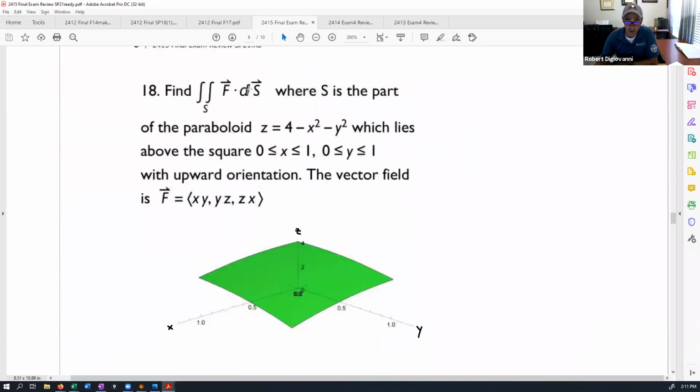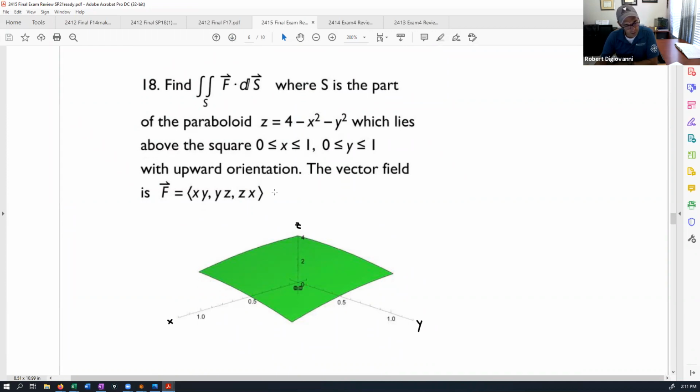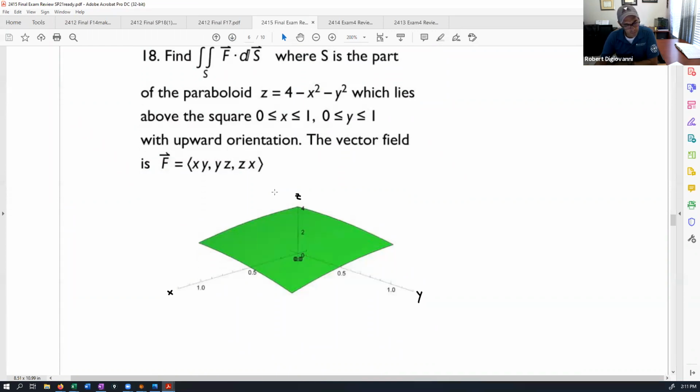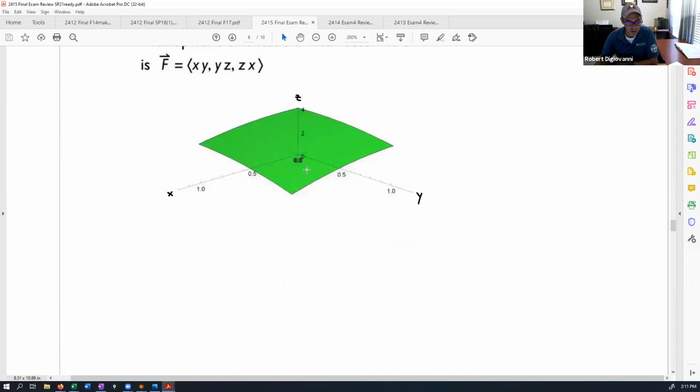Find the flux where S is the part of this paraboloid which lies above this. Wait a minute, is that the problem we just did? Yeah, it is. It looks mighty close, right? No, that's exactly what it was. So I would not look at your notes and see if you can do this. Very unlikely you'll see this on the final, because I've done it already. All right.